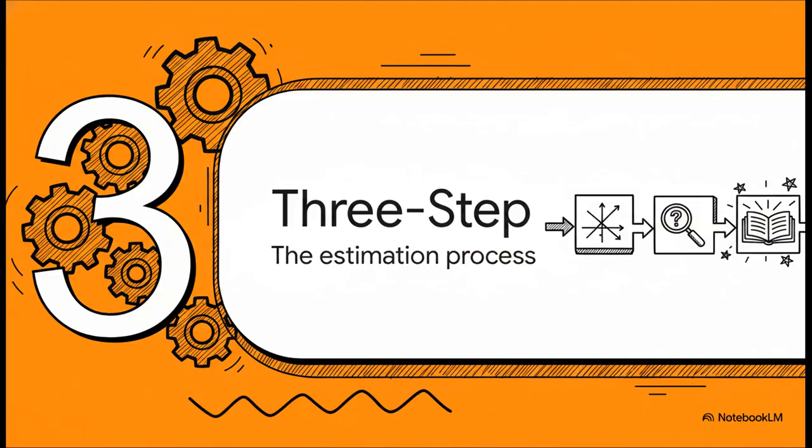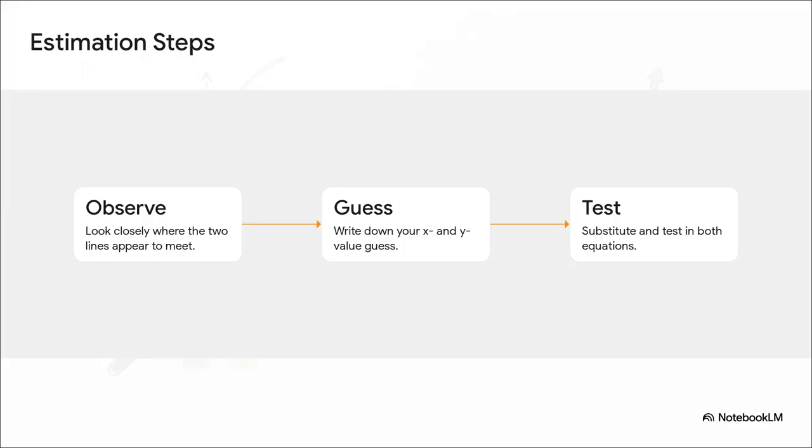That brings us to Section 3, the 3-step estimation method. Let's break down the actual mechanics of this into an easy-to-follow process. All right, here is your toolkit. Step 1. When the solution isn't obvious, observe the intersection. Just look closely at where the two lines appear to meet on the graph. Step 2. Document your best guess.